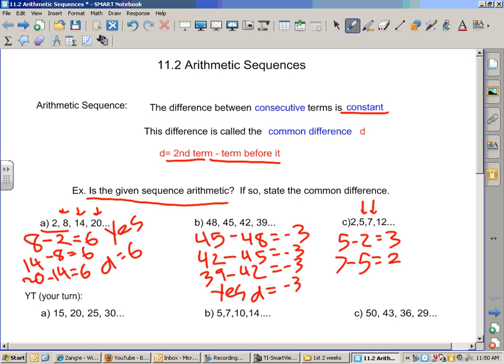As soon as we see two numbers that are not equal, we can stop and answer this question. No, it's not arithmetic. And there is no common difference, so there's no common difference to state.